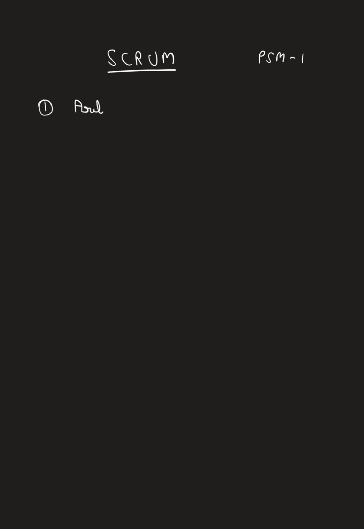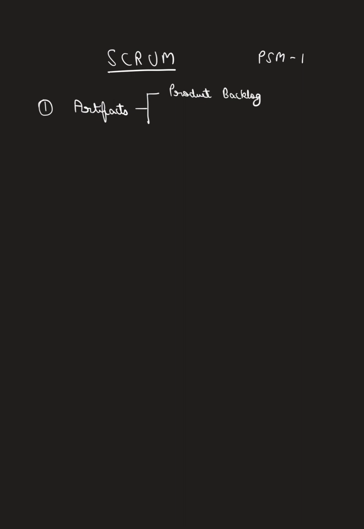Okay, let me write the correct spelling for you. Artifacts, okay? And there are three artifacts. Can you tell me? Can you pause this video and write in the comment section? If not, then let me write it for you. First is the product backlog, friends. Product backlog contains all the information, or all the items, related to the product which we are building right now.